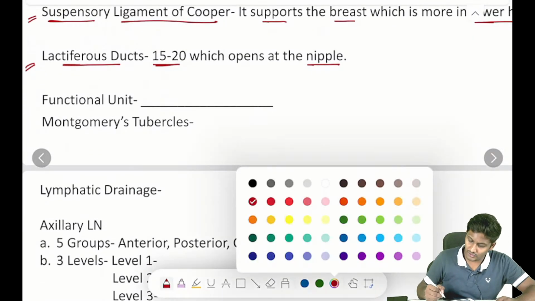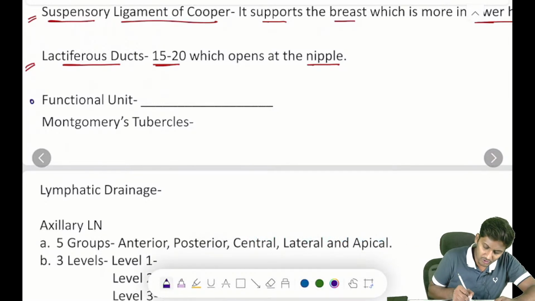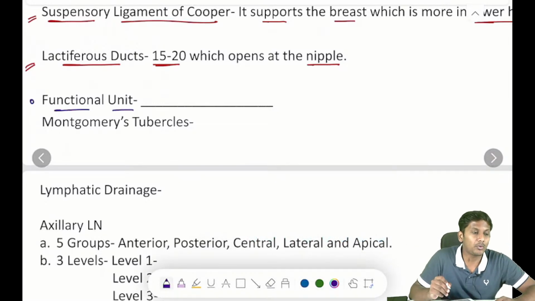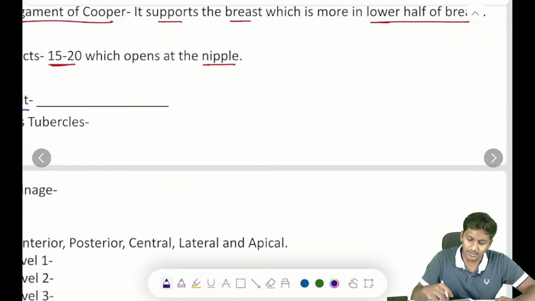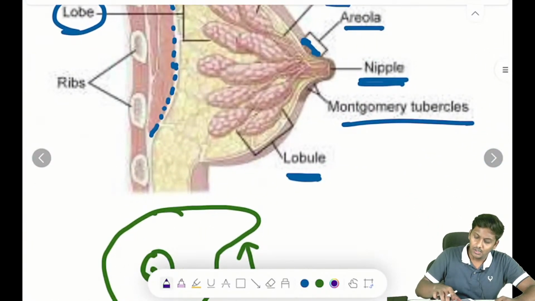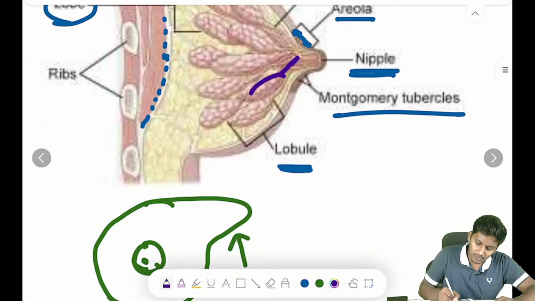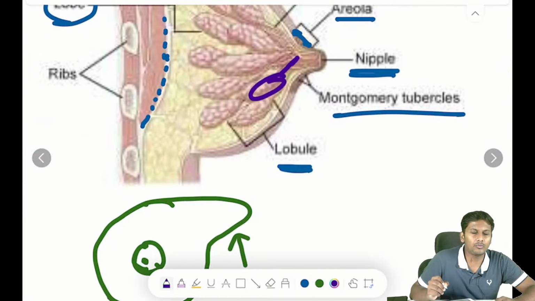Next, what is the functional unit of a breast that you have to be aware of. If I talk about the functional unit of a breast, it is TDLU. What is TDLU? Terminal duct lobular unit. What do I mean by this? You have to remember it is nothing but one duct and one alveolar sac or one lobule together. This is what is called the terminal duct lobular unit, TDLU.